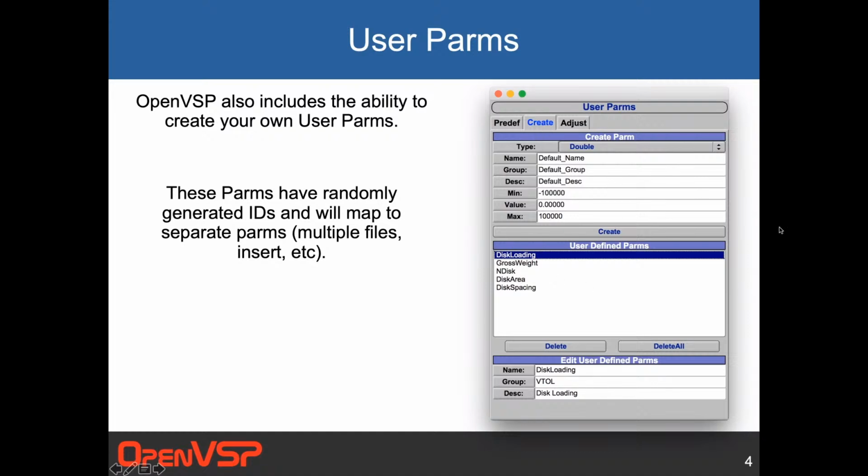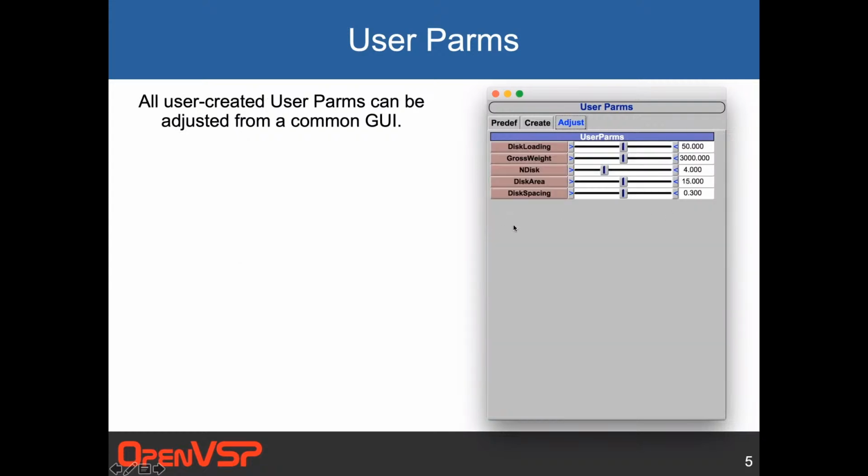The last tab on user parms is the Adjust tab. And so here, any of your created user parms that you made, this is where they get a slider. So you can come in, you can adjust their values by sliding them around right here.